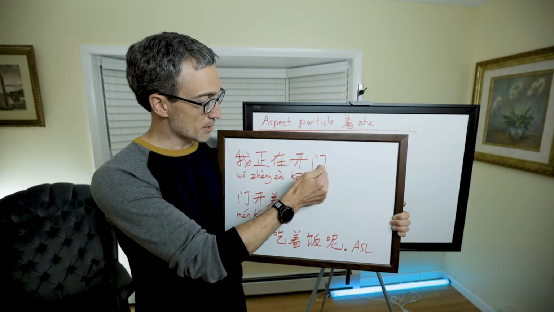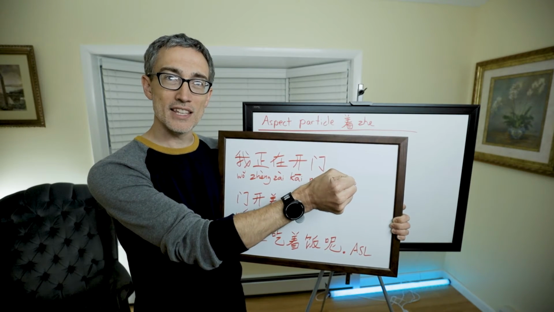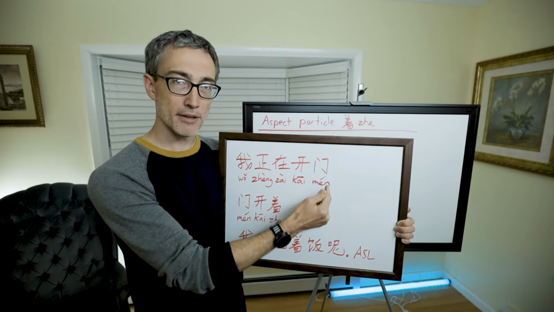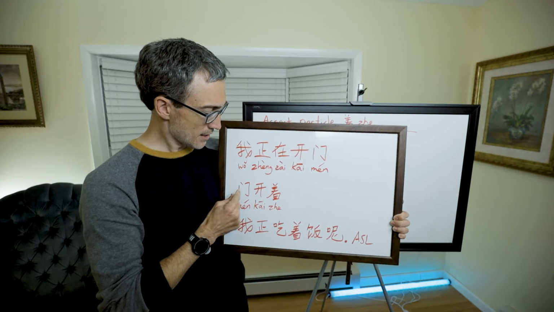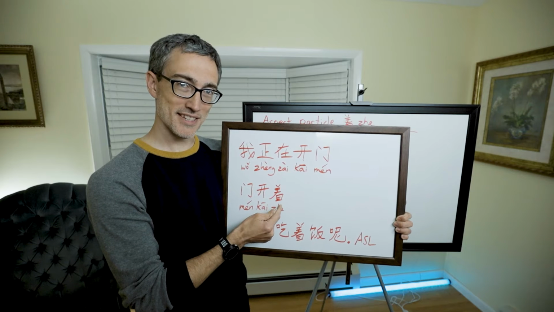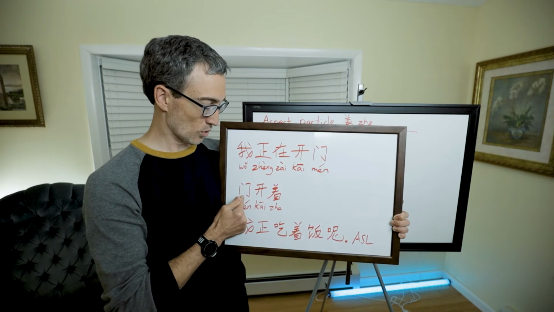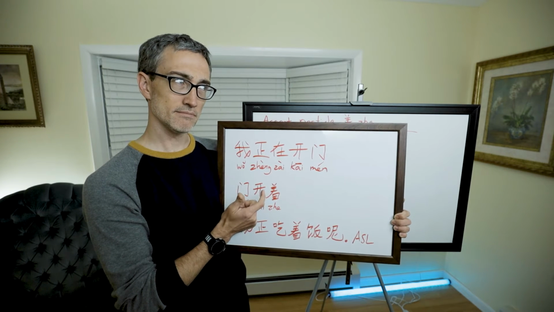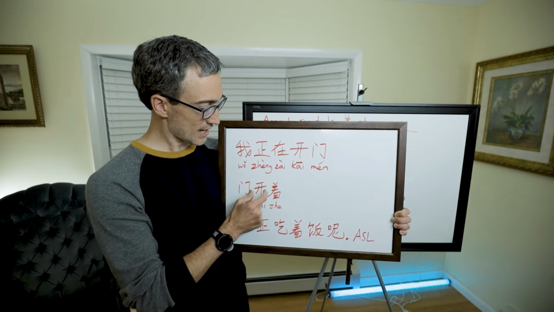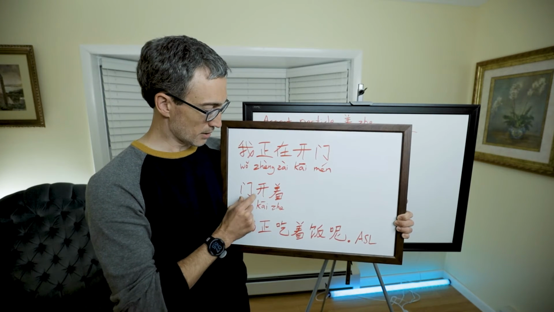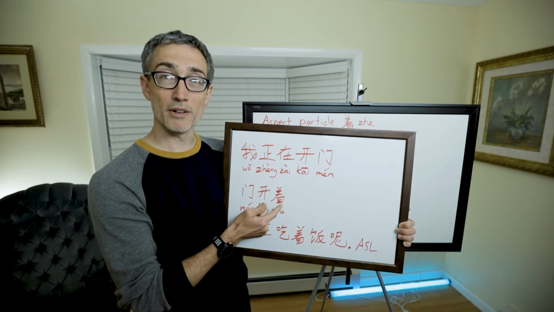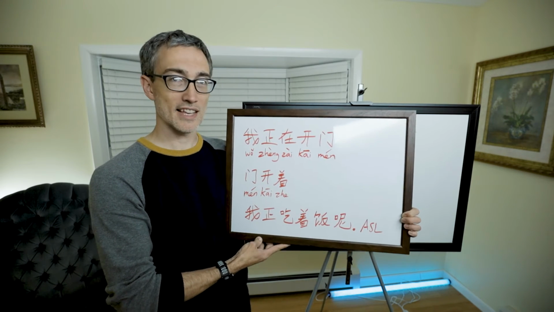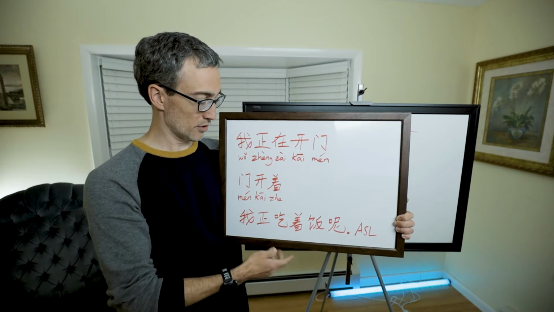我正在开门, that means I am in the action of opening the door. I am opening the door. If I say 门开着, what am I saying there? Any guesses? 门, the door, 门开着. 开 now is the verb, or I guess it's a verb. 门开着. Just like here it's a verb too. It's the door is open. It's in the state of open. Then that's saying that the door is open. This is saying I'm opening the door.